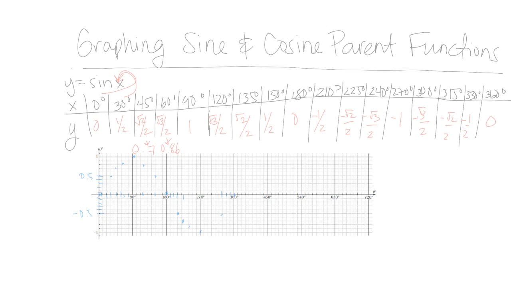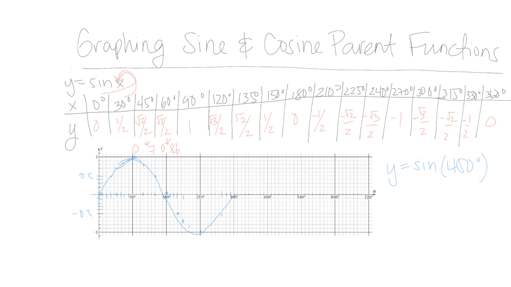So you get a graph that looks like this. Okay, obviously it should go through your points. Okay, there we go. All right, so what happens when we go past 360 degrees? What would happen if I wanted like 450 degrees to be on my graph? So then I would have y equals sine of 450 degrees.